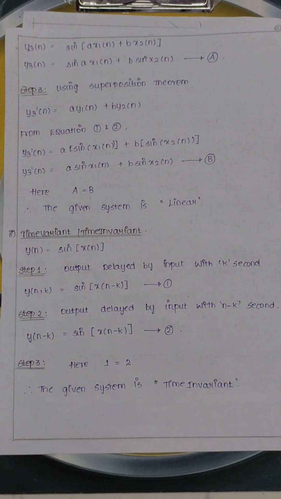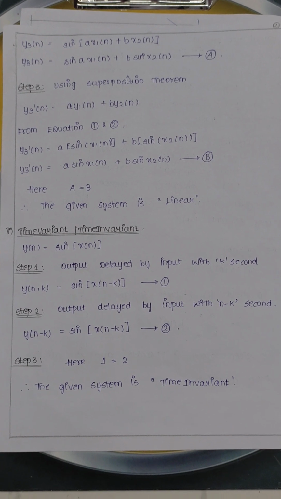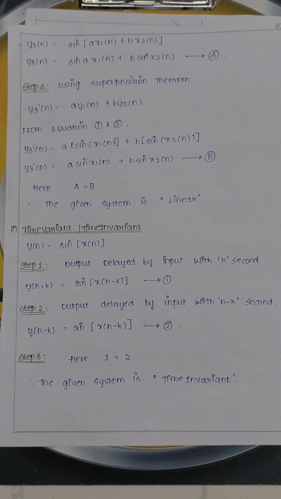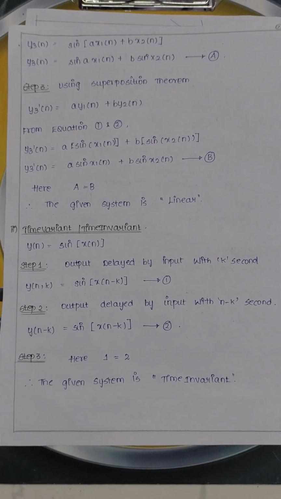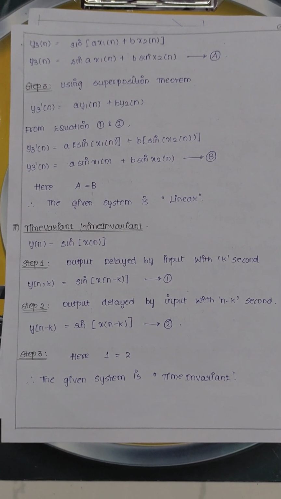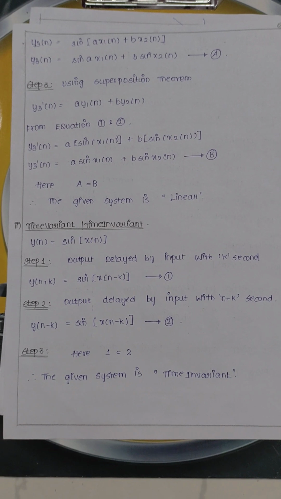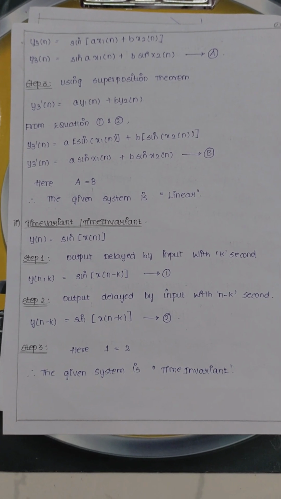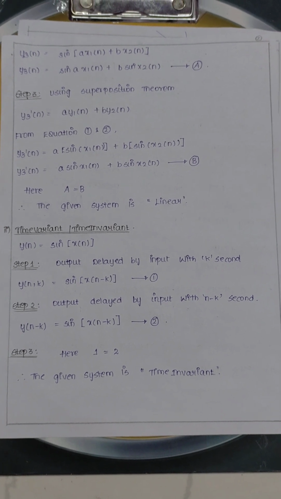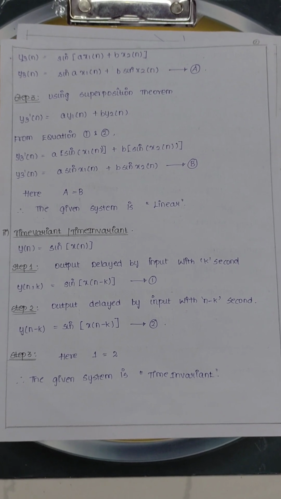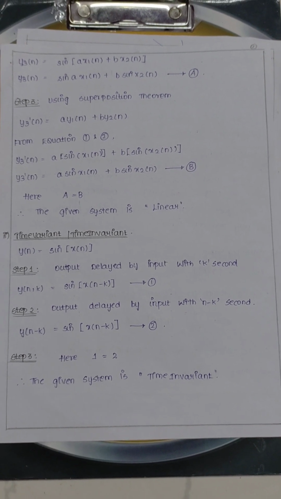Time variant or time invariant. We have only two steps in time variant and invariant. Take the question, y of n equal to sine of x of n. Step number 1, output delayed by input with k second. That means any function, sine of, cos of, x of, whatever it may be, inside the bracket n will be delayed.